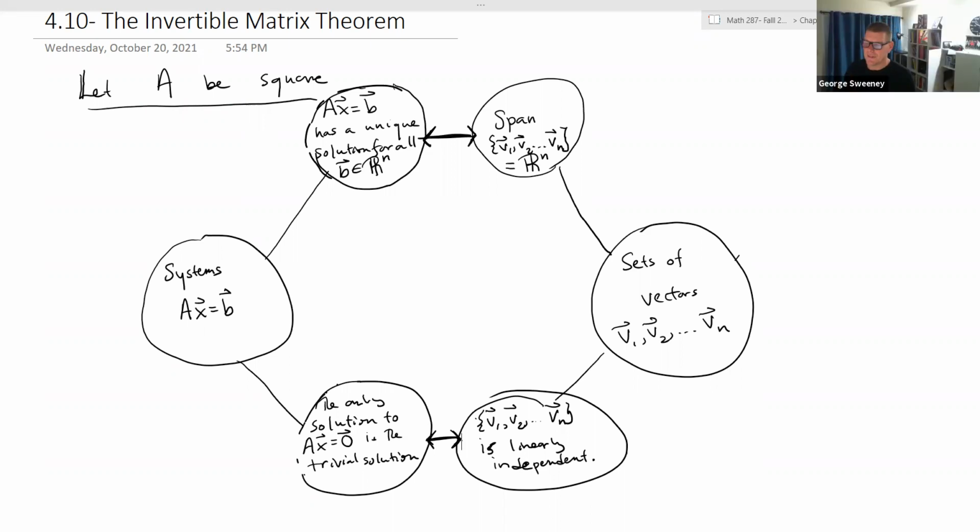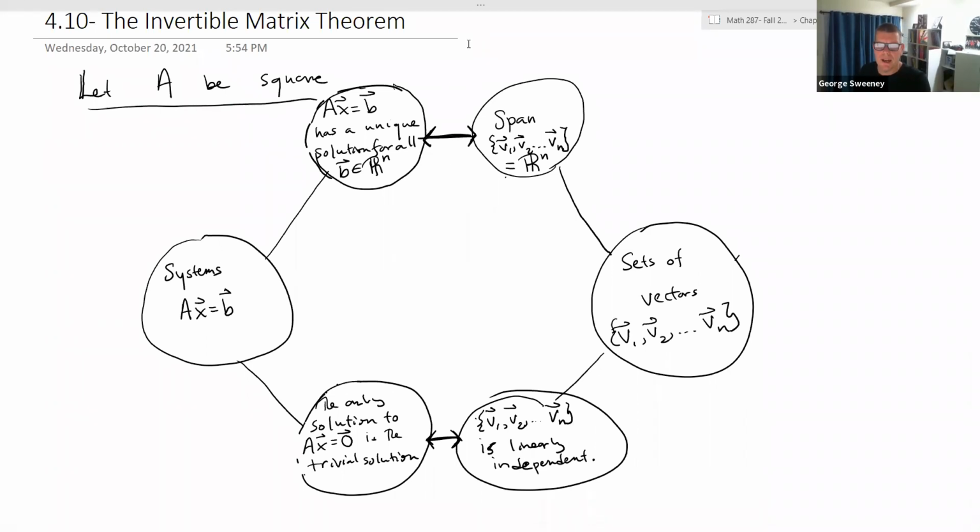Now, let's think about this for a second. Any questions on that? All we're doing is connecting some of the different ideas. We've got this set of vectors, v1 through vn. If the set is linearly independent, then that also means that the only solution to AX equals 0 is the trivial solution. That's the connection that we get between the theorems. If we know that the span of v1 through vn equals Rn, then we know AX equals b has a unique solution for all b belonging to Rn.